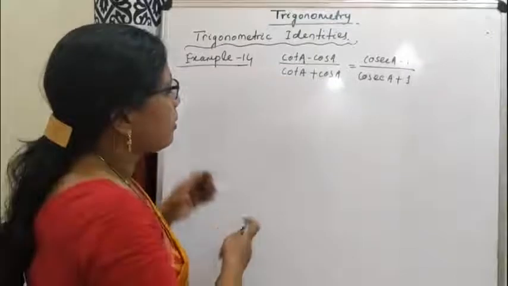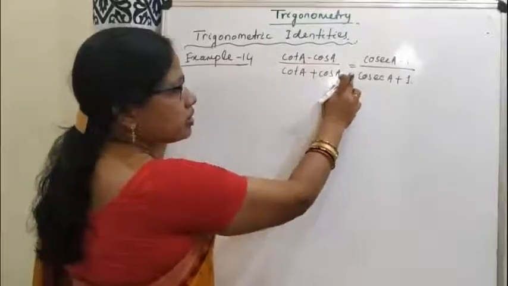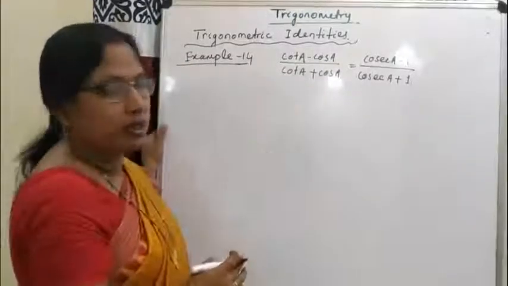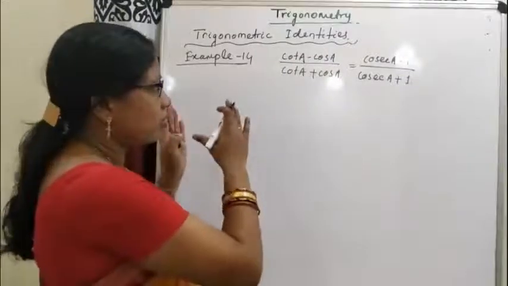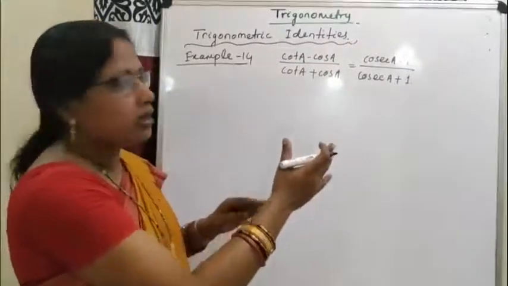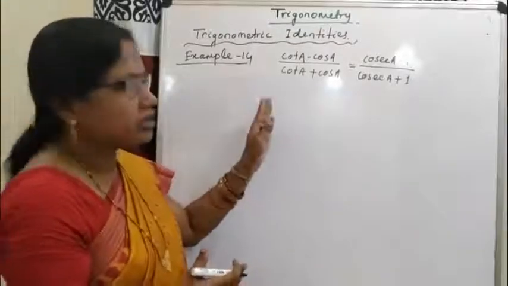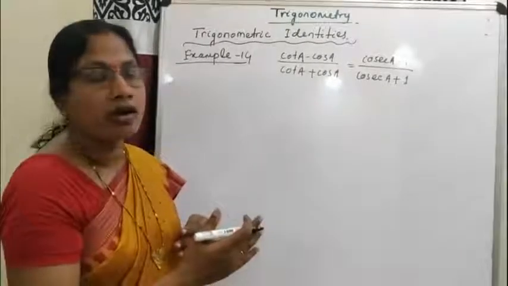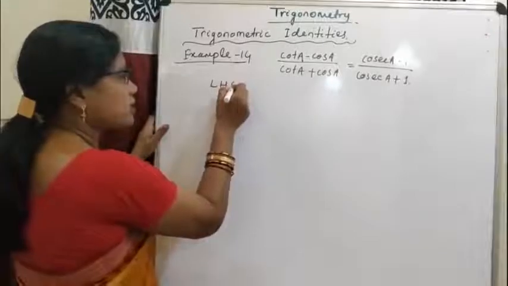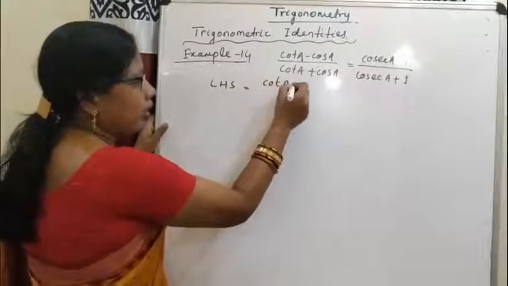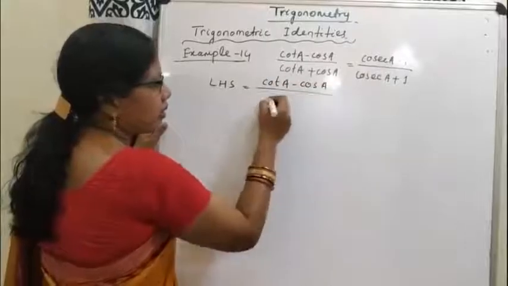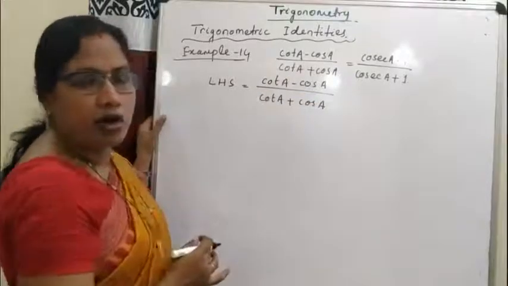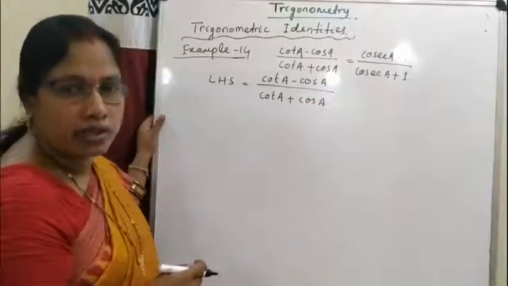Next example: (cot A minus cos A) by (cot A plus cos A) is equal to (cosec A minus 1) divided by (cosec A plus 1). So we have to prove this. First we will go from left hand side to right hand side. In this case, if cot and tan are given in a question, it is easy for you to convert them into sine and cos form. So what is our LHS? Left hand side is equal to cot A minus cos A divided by cot A plus cos A. Here I have to convert cot A into the format cos A by sin A.